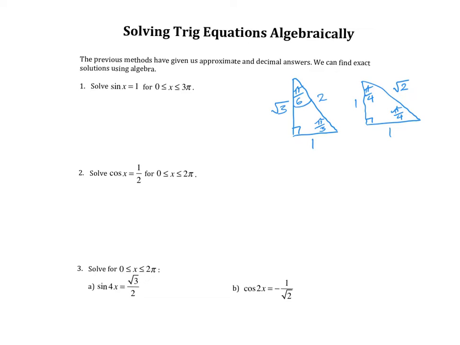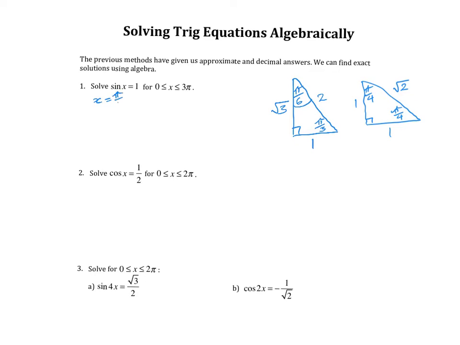Okay, so for the first question, it says sine x equals 1 for x between 0 and 3 pi. Okay, so first of all, for sine x to be equal to 1, if you consider, say, the graph of sine x, the first time it hits a maximum of 1 is when the angle is pi on 2. So that means x, or the smallest version of x, is pi on 2.